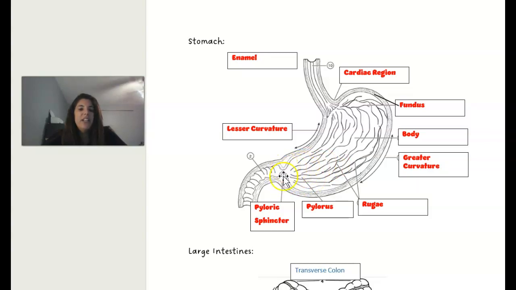The pyloric sphincter is sort of like a valve that's going to open and let the food pass through to the small intestines. We don't just dump it all in at once. We slowly let the food into that small intestine, the duodenum, in order to make sure that it's got the proper amount of time to chemically digest the food. There are 2 big curves on the stomach. This outer curve is called the greater curvature, and the inner curve is called the lesser curvature.